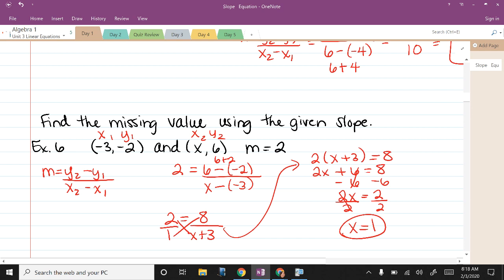And you can check it over here. 1 plus 3 is 4. Is 8 over 4 equal to 2? Yes. So, use the formula. Plug in all the pieces. Simplify all your subtractions. And then solve the proportion. That's it. That's how you find a missing piece. So, this x value is complete right here.